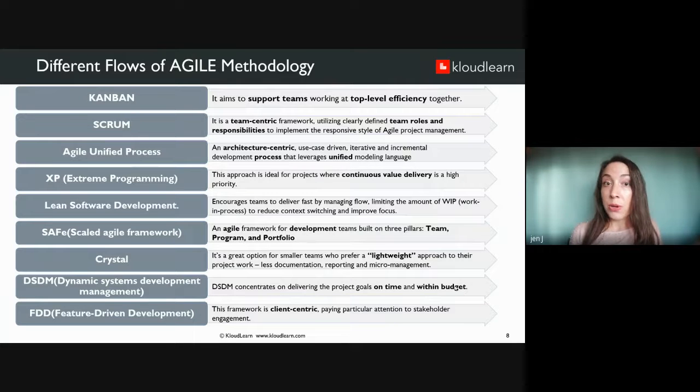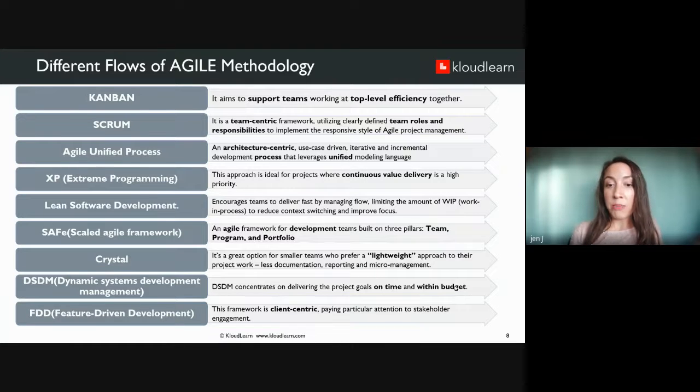XP, or extreme programming, is an approach that's ideal for projects where continuous value delivery is a high priority. Lean software development encourages teams to deliver fast by managing flow, limiting the amount of WIP, or works in process, to reduce context switching and improve focus. SAFe, or Scaled Agile Framework, is an agile framework for development teams built on 3 pillars: team, program, and portfolio.